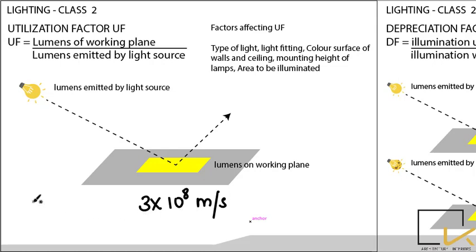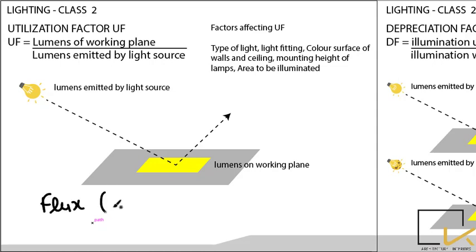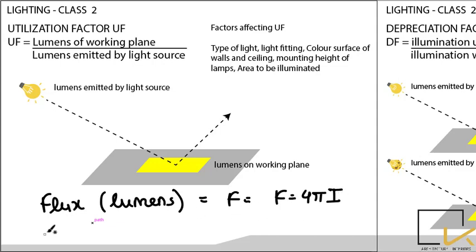Then we saw solid angle, that is omega. Solid angle, denoted by omega, is nothing but area divided by r square. Then we saw terms where solid angle is applicable, that is flux. Units is lumens, don't forget the units, denoted by F. Formula is F is equal to 4 pi I. Then we saw intensity, that is candela. I is equal to F by 4 pi.